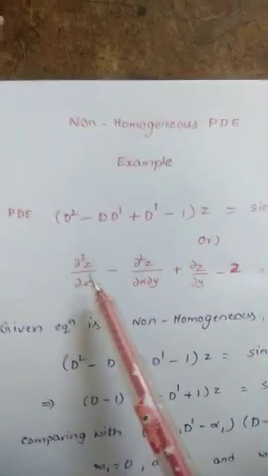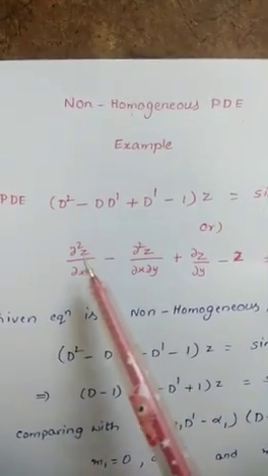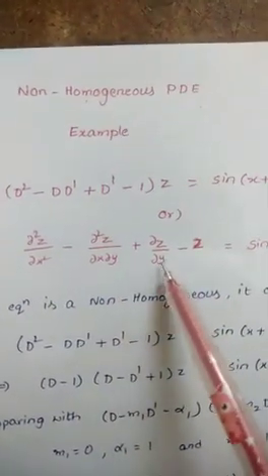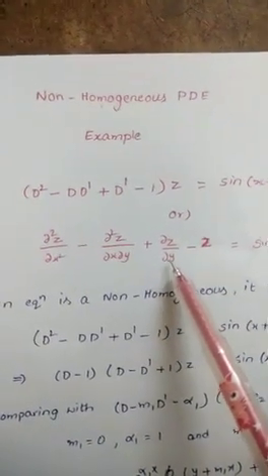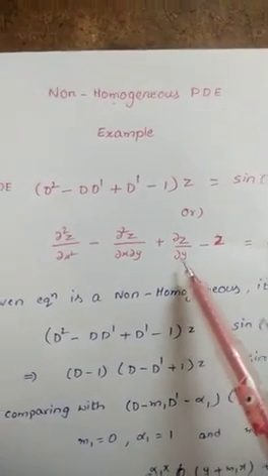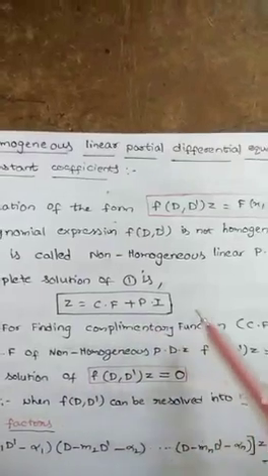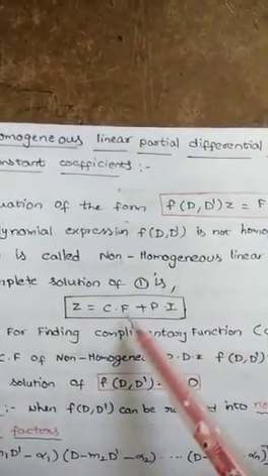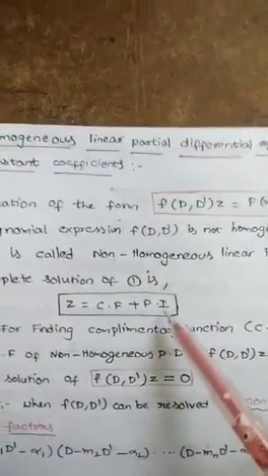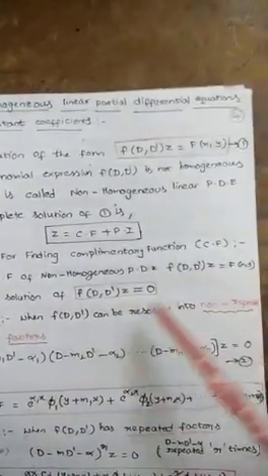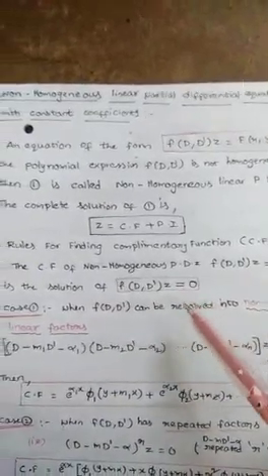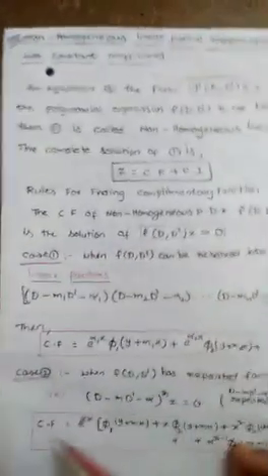For example, if we take this equation, the partial derivatives have order 2, order 2, and order 1. So the order is not the same, so it is known as non-homogeneous. Now we can solve this non-homogeneous partial differential equation as usual by taking z equal to CF plus PI. What is the CF here? Complementary function, and PI is the particular integral. To find the complementary function, we take the right hand side as 0, and we compute the complementary function in two cases.